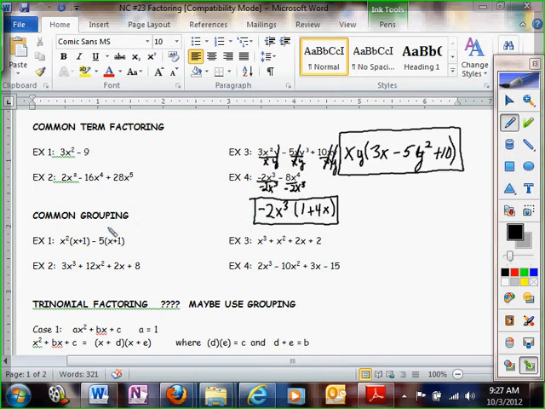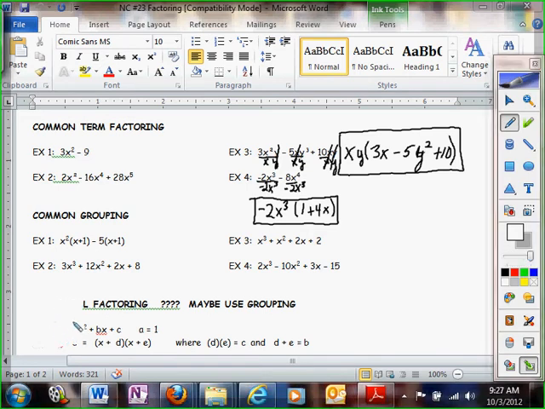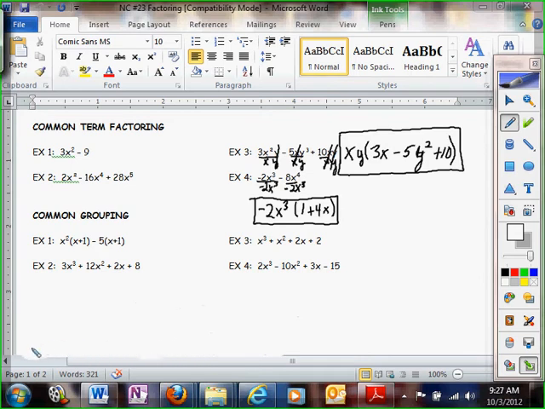Moving on to common grouping. What we want to do, typically you're going to have 4 terms. And when you have 4 terms, you want to group 2 together. And by grouping 2 together, you can factor out a common term of the 2 that you group together. Let me show you how it works.